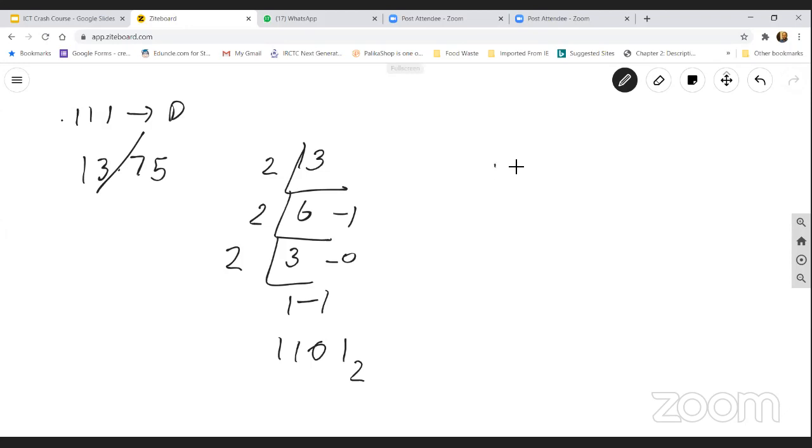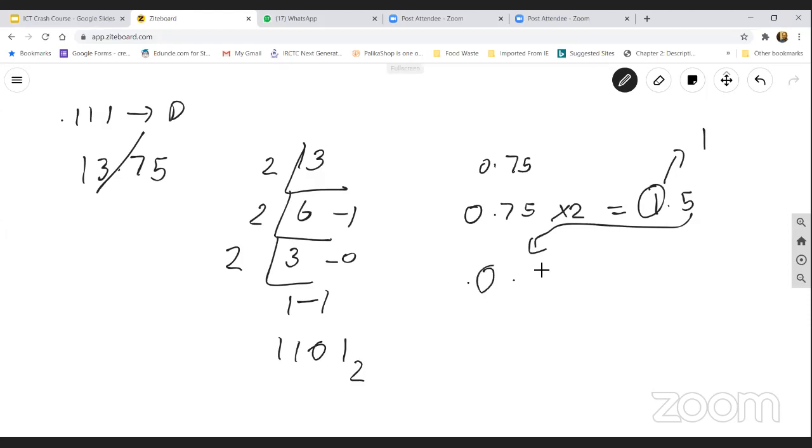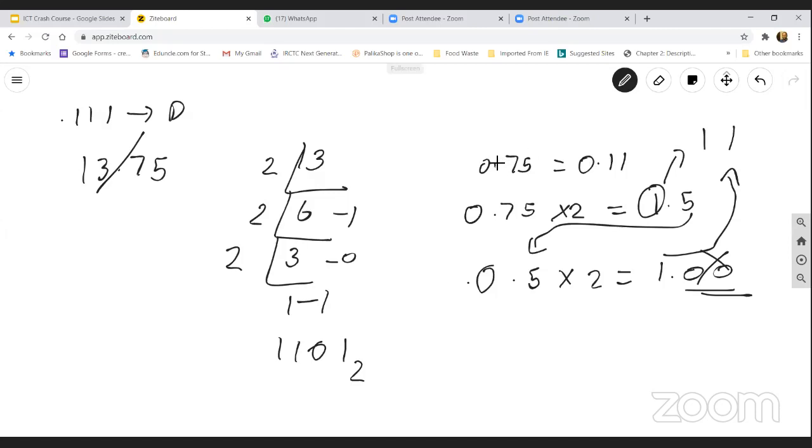So how to calculate 0.75? You have to take 0.75 into 2, which is 1.5. You write the 1 here, and 0.5 comes again to this side. 0.5 into 2 is 1.00. If the number becomes 0, the process is stopped. So again write this 1. So 0.75 is equal to binary 0.11. This is how we convert 0.75 to binary 0.11.